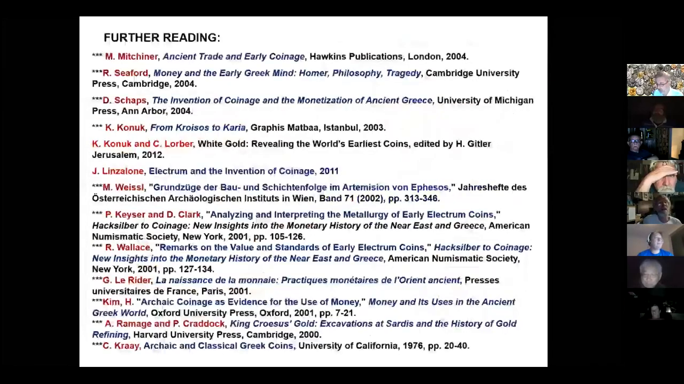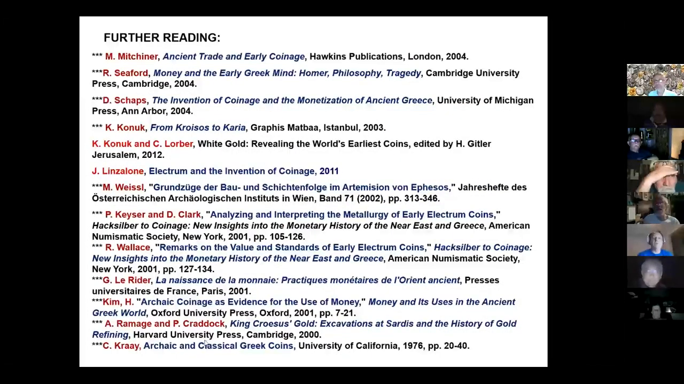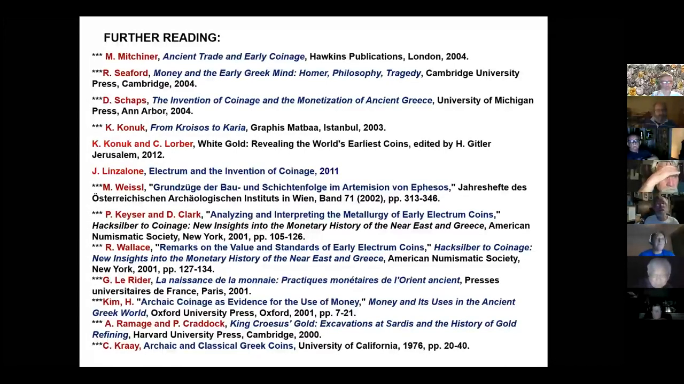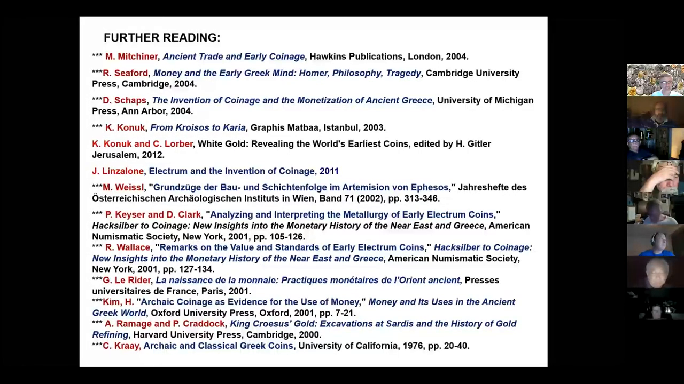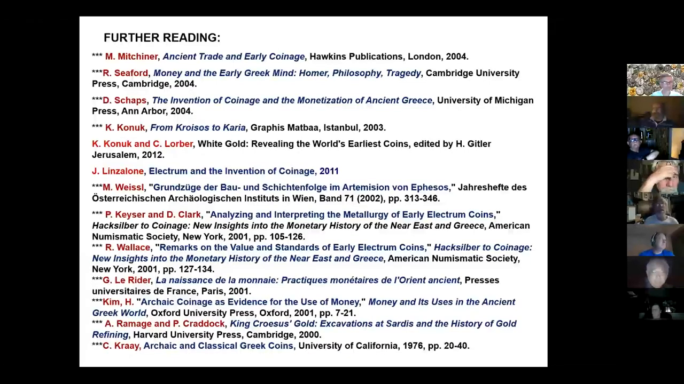There is quite a bit of material to read and study the early coinage. And here I give you a list of them. Some of them are available online. Others are available at the UBC library. I don't know if you have access to the library, not at this time maybe, but later when we normalize again after this pandemic. But almost all of them are available at the UBC library.